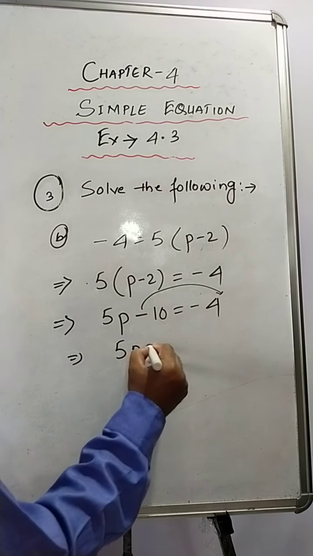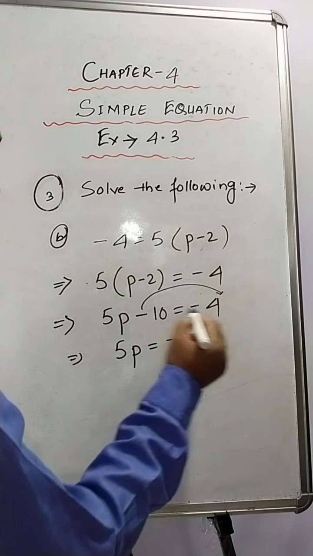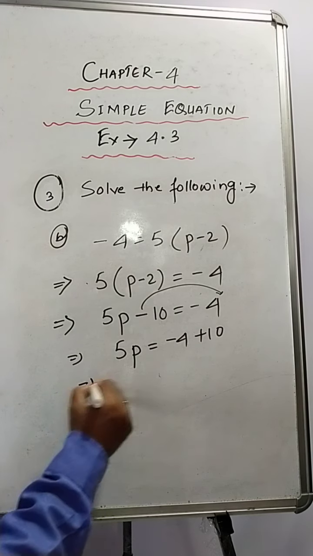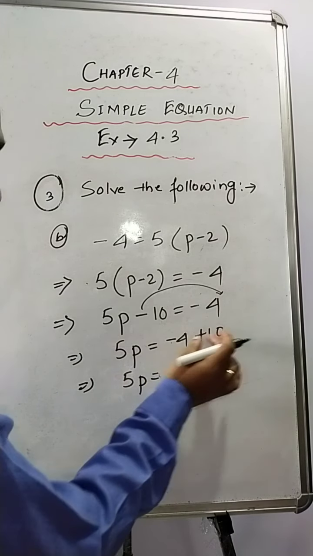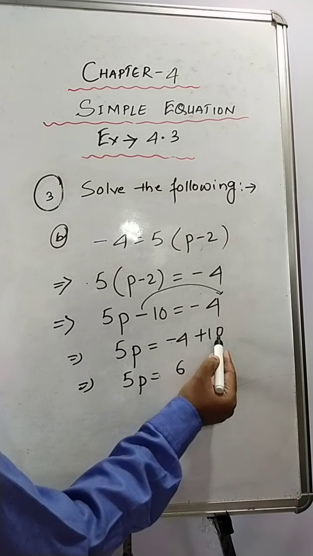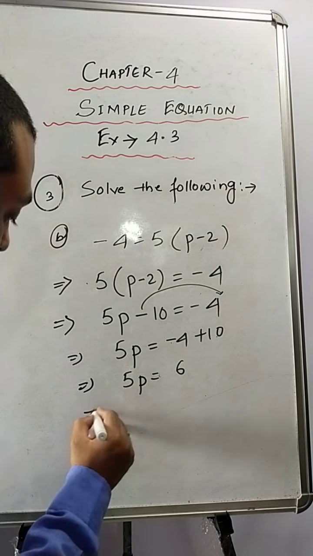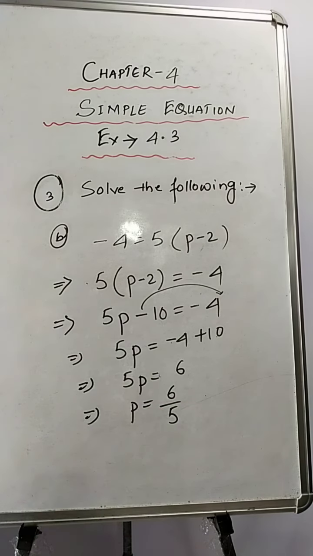In the next step we'll write 5p equals to, we'll write this number first, minus 4, and then what will be the result of minus 10? That is plus 10. So 5p equals to minus plus minus, 10 minus 4 is 6. Which number is greater? 10, and it is carrying what sign? Plus, so it is okay. Now we'll transpose the 5 towards the right hand side. So p would be equals to 6 upon 5. Okay. So this is the solution of sum number B.